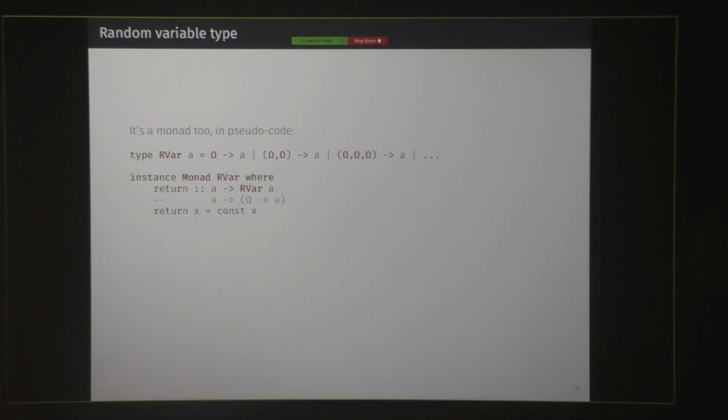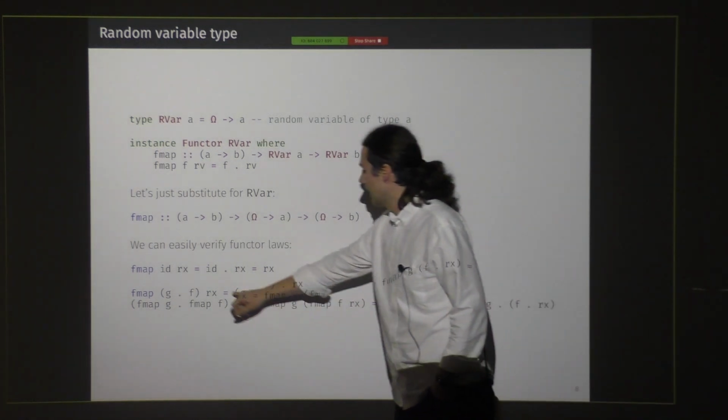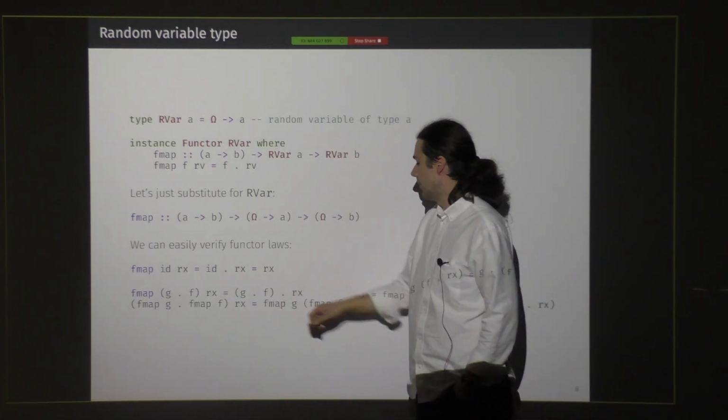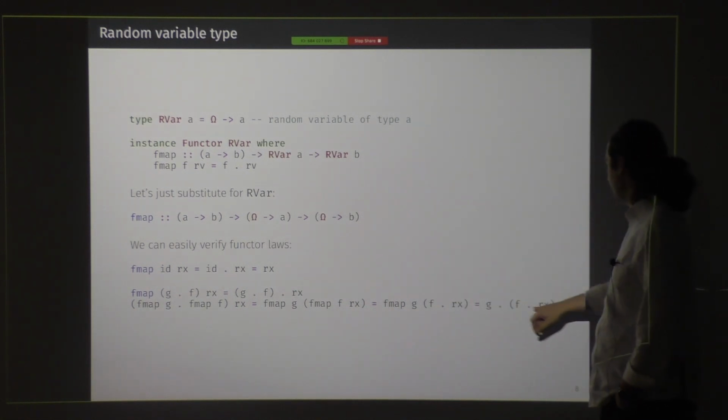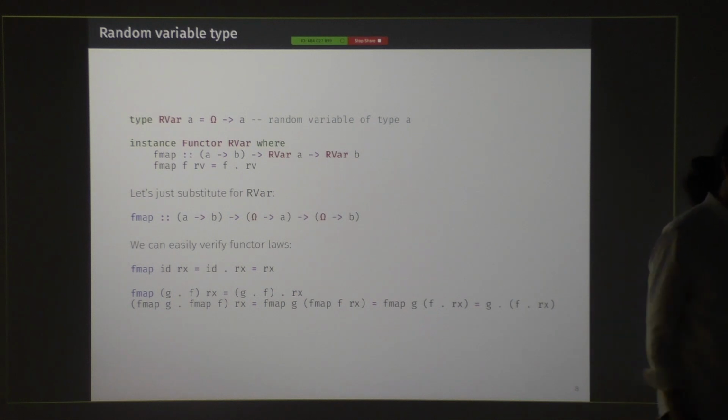So this is the left-hand side, the right-hand side. We just substitute by the definition. We end up with the composition of those functions. Composition is associative, so it's okay. So random variable is a functor.